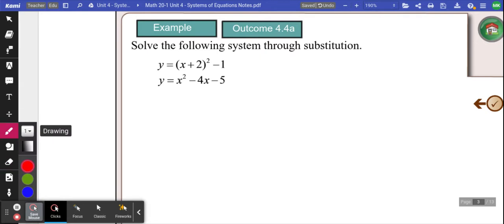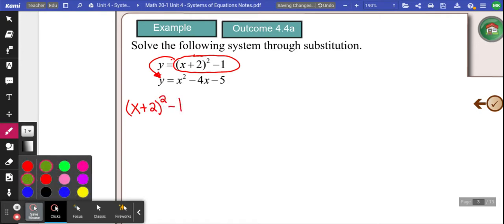Step 2 is to substitute an equation into the other equation. I'm going to substitute this into this y. Now, technically, you could have substituted the other equation in, and no matter what, you should have ended up with, on one side, x plus 2 squared minus 1 equals x squared minus 4x minus 5. It does not matter which one you substitute into which. Everyone at the end of step 2 should have that.